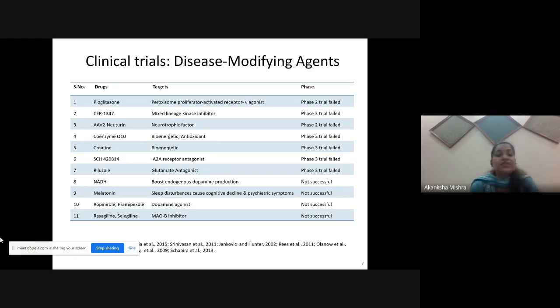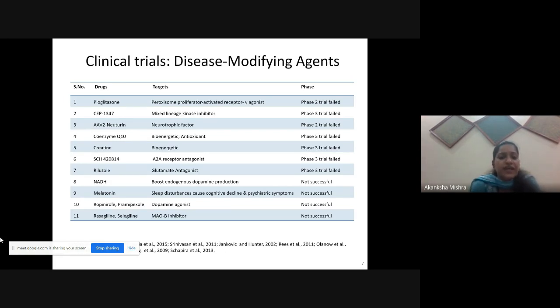Then there are various drugs named as SCH420814. This is adenosine receptor antagonist. Adenosine receptor actually decreases the release of dopamine. So antagonist was given, but again the drug failed in phase 3 clinical trial. Then riluzole was given, glutamate antagonist. Glutamate action is similar to decrease the release of dopamine, but again after giving its antagonist also, the clinical trial failed at phase 3.